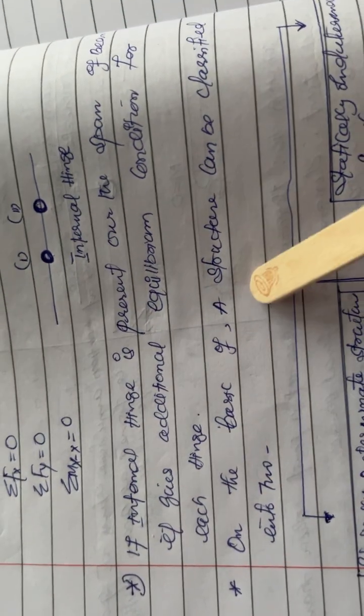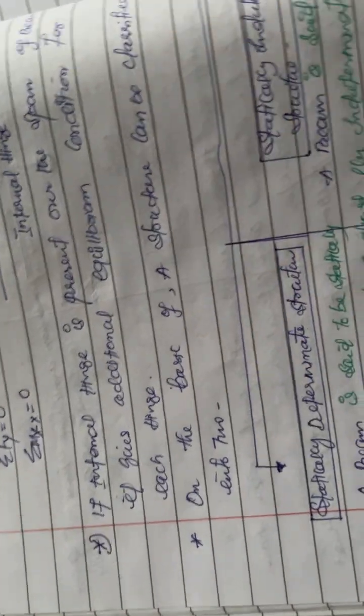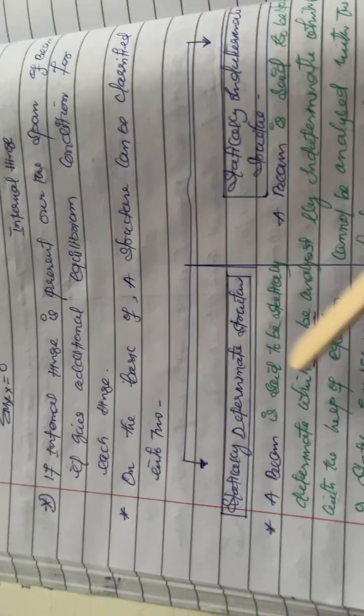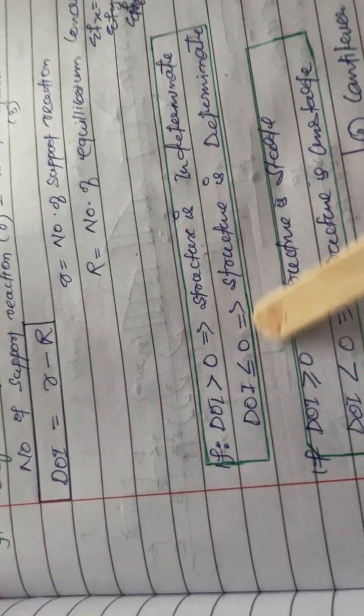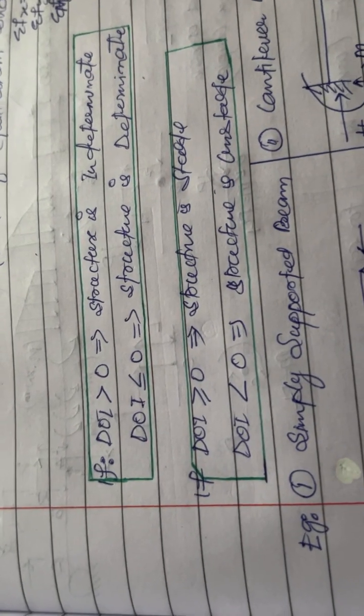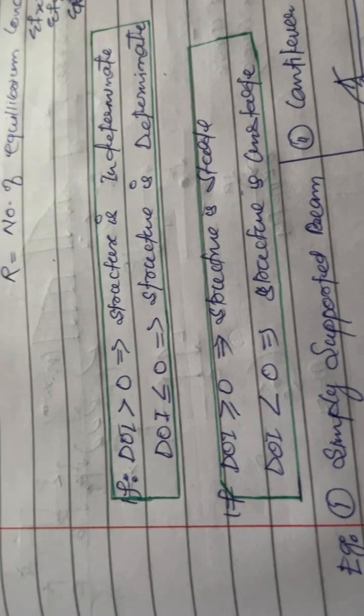On the basis of the condition, the structure can be classified into statically determinate structure and statically indeterminate structure. Statically indeterminate structure is what? If your DOI is greater than 0, the structure is indeterminate. If your DOI is less than or equal to 0, the structure is determinate. If your DOI is greater than 0, then the structure is stable. If your DOI is less than 0, the structure is unstable.